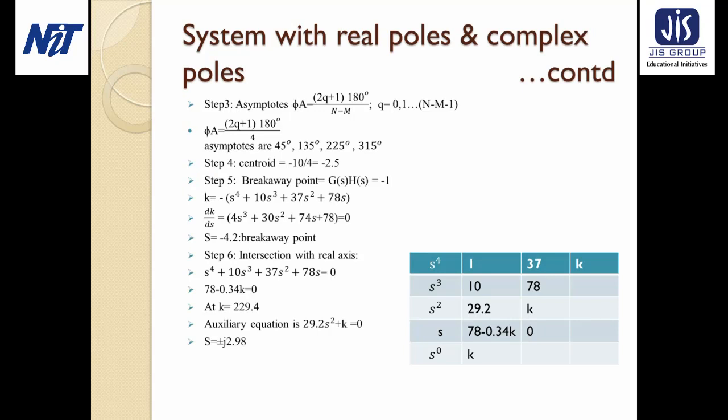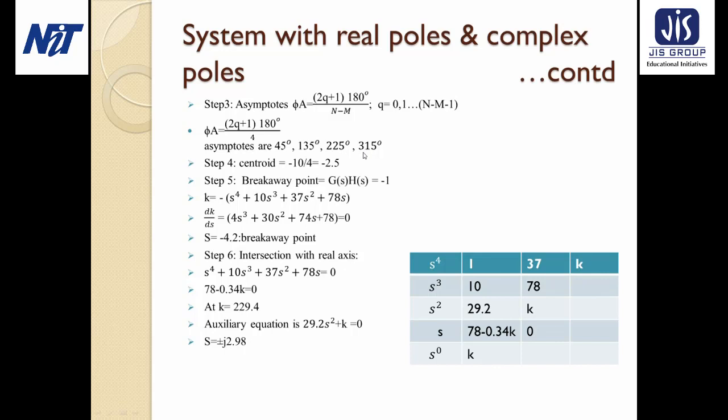Next we need to find the asymptotes, because the locus branches proceed to infinity along the asymptotes with the asymptotic angles. To calculate the asymptotes, this depends on n minus m. The number of poles n is here 4 and m is 0, so n minus m becomes 4, and q will vary as 0, 1, 2, 3. By putting the values of q and n minus m into this equation, we get 4 asymptotes, and these asymptotic angles are 45 degrees, 135, 225 and 315 degrees.